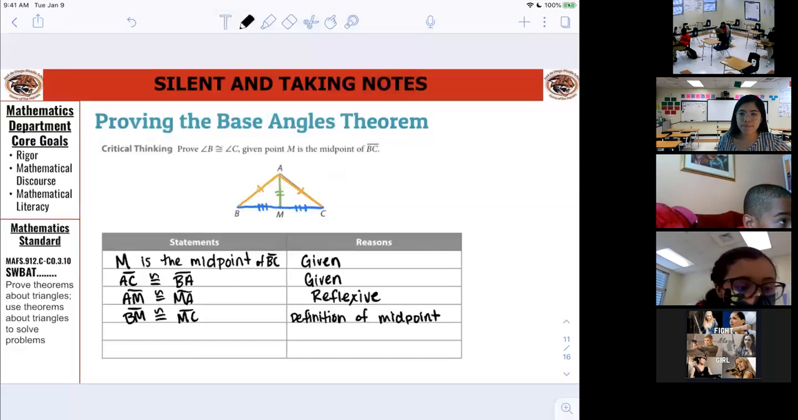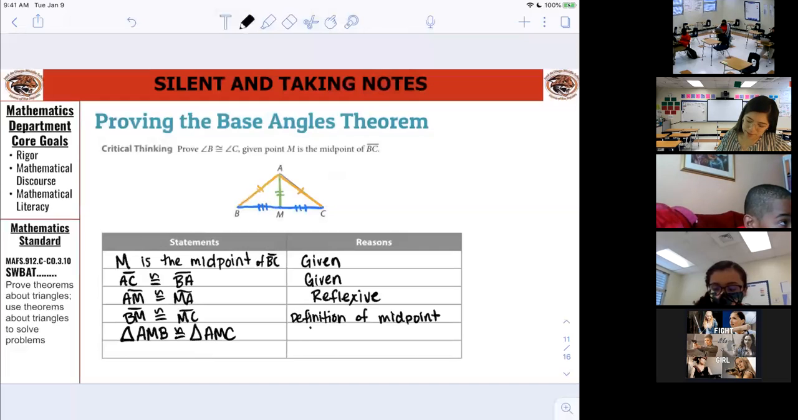Because of the SSS theorem? Good. There you go. So triangle AMB is congruent to triangle AMC because of SSS.